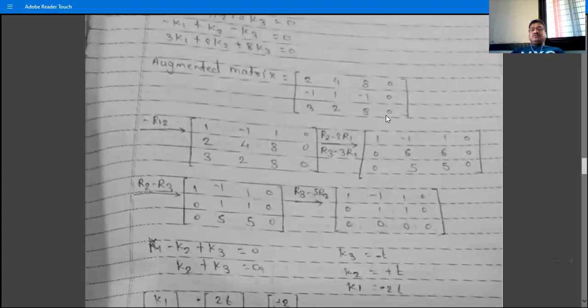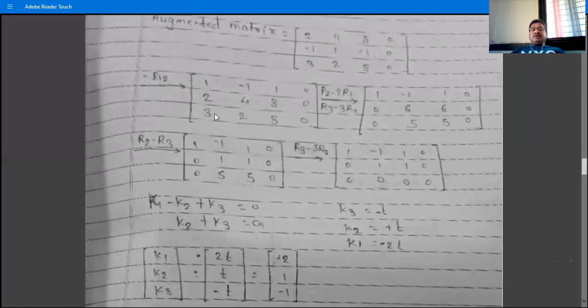2 4 8 0 and 3 2 8 0. Then we have to reduce this 2 and 3 to 0. So R2 minus 2 R1 and R3 minus 3 R1. So first row as it is, second row is this. So minus 2 and plus 2 and plus 4 is 6. Then minus 2 plus 8 is 6, 0, 0. Then 0. Then minus 3 into minus 1 is plus 3 plus 2, 5. Then minus 3 and plus 8, 5, 0.